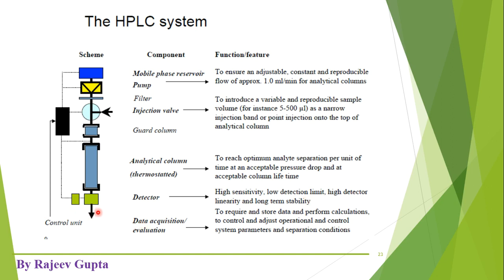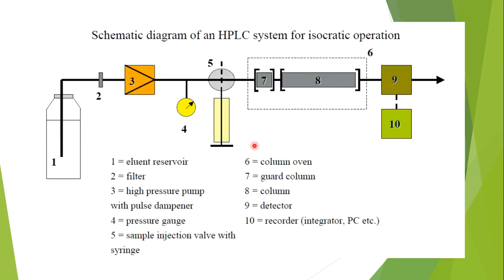the generated electrical signal will be sent to these data acquisition or evaluation units. So this whole instrument will be controlled by a controlling unit. Generally, all are automatically controlled nowadays. So this HPLC flow diagram or scheme we could also represent in place of this flow diagram.